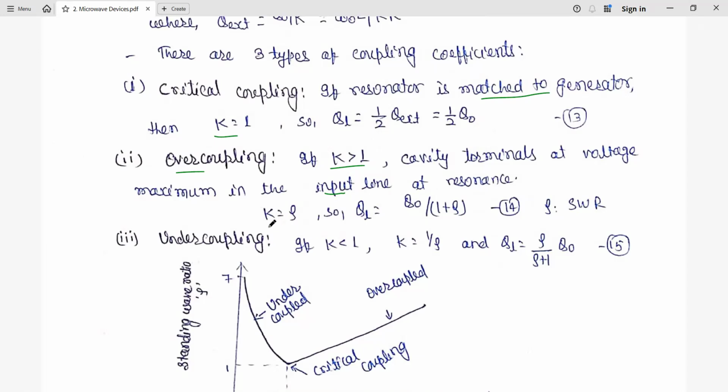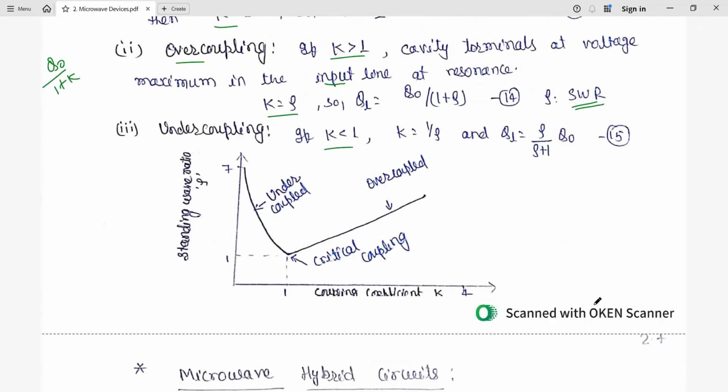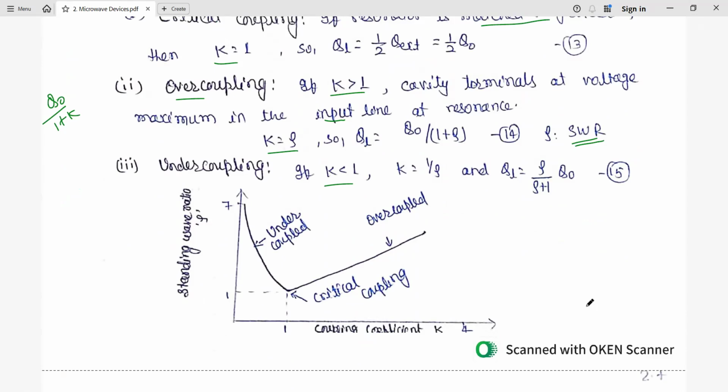If we consider K equal to rho, then the quality factor becomes Q naught by 1 plus rho. In general, we have Q naught by 1 plus K. Here rho is the standing wave ratio. Now in case of undercoupling, K is less than 1 and the K value becomes 1 by rho, that is 1 by the standing wave ratio. Then the quality factor becomes rho by rho plus 1 into Q naught. Here rho is the standing wave ratio. Finally you can see this in the form of a graph.